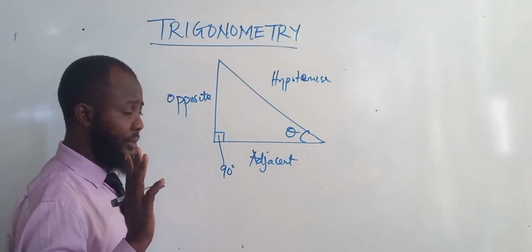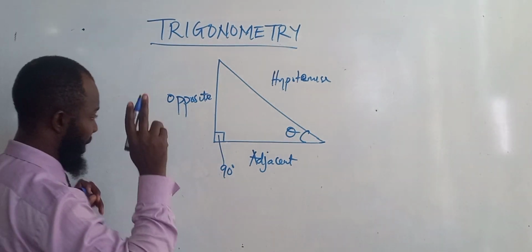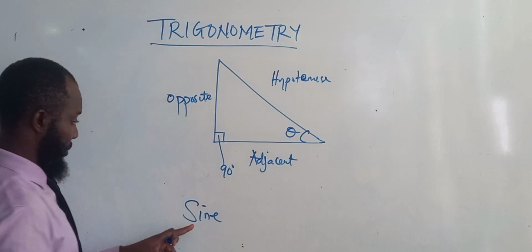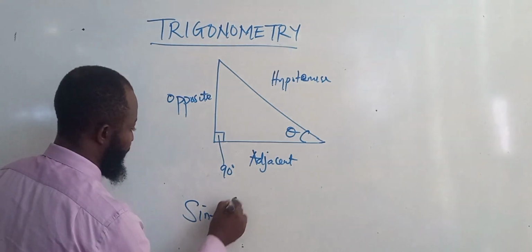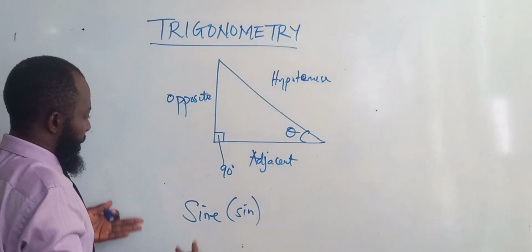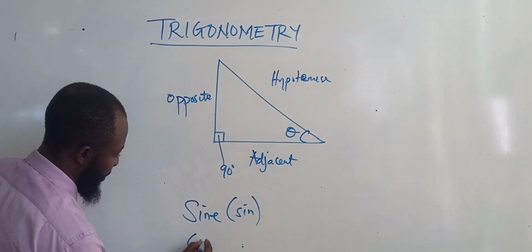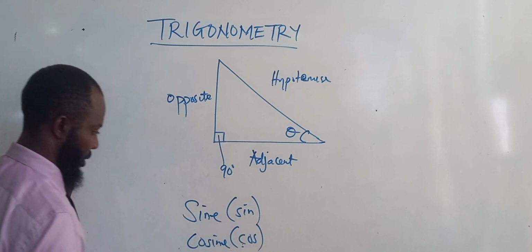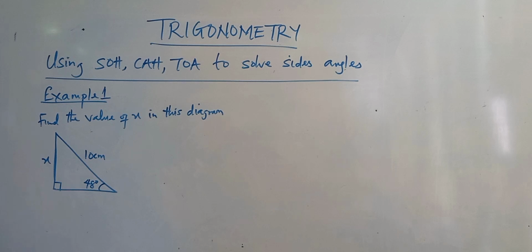Let's now look at the ratios. I told you we have 6 ratios, and we're going to look at 3 of them. The first one is sine. It is written this way, and in short form, we call it sin. Then the third one is cosine, which is shortened to cos.